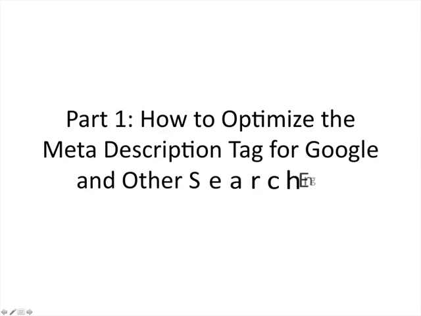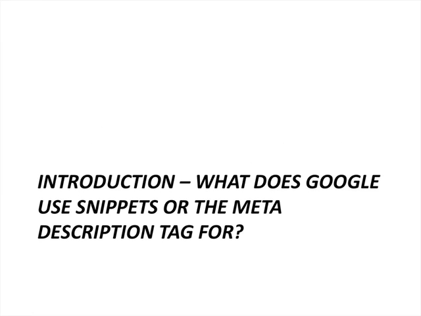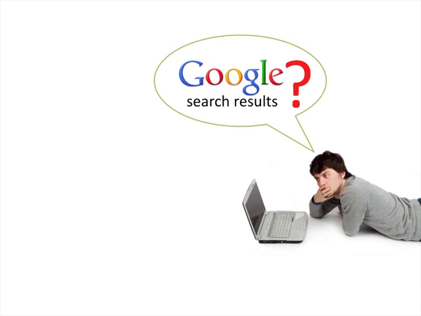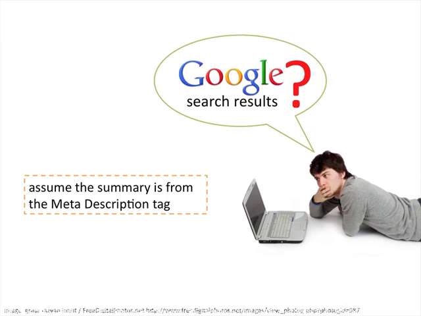Part 1. How to optimize the meta description tag for Google and other search engines. Introduction. What does Google use snippets or the meta description tag for? Some people get confused about where Google gets its information from for the search engine results pages. People generally assume the summary is from the meta description tag, but this is not always the case.